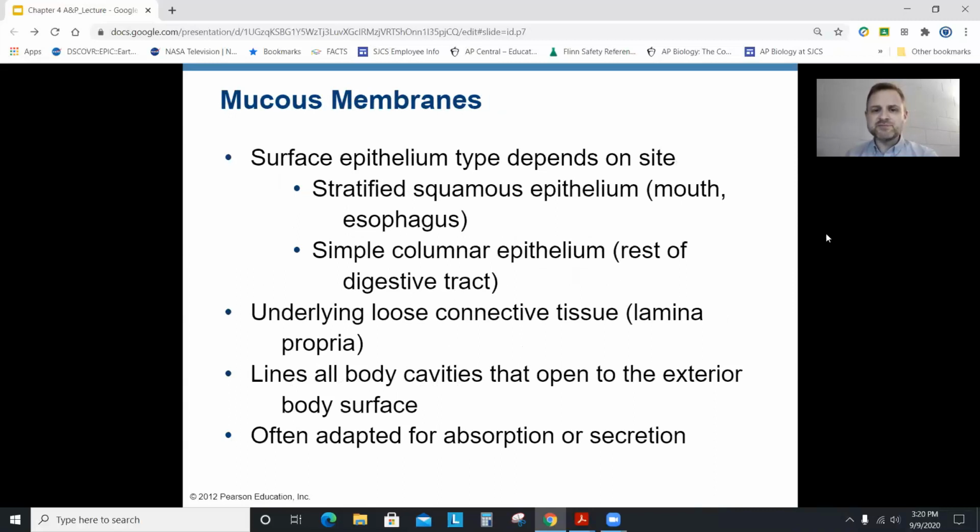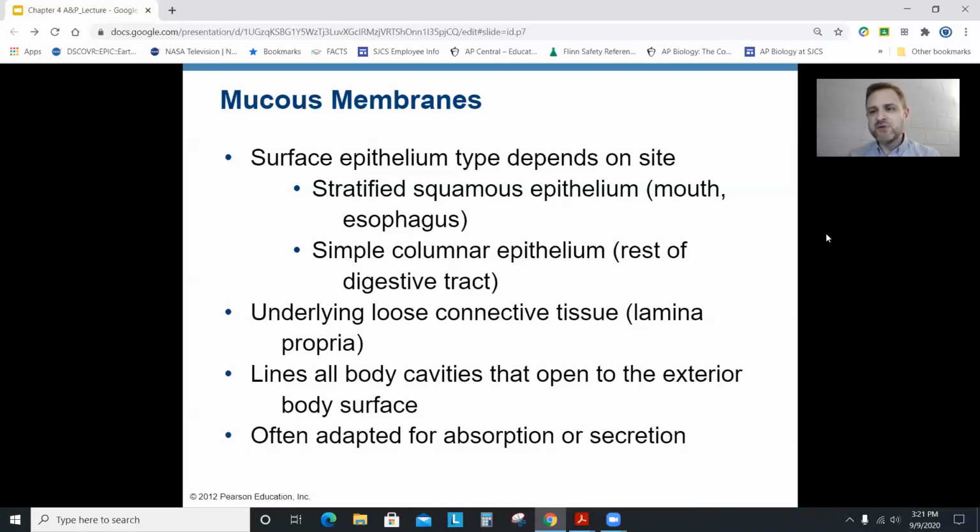So mucous membranes, so basically any body cavity that opens up to the exterior. So think like your eyes, your nose, your mouth, your urinary openings, your reproductive openings. Those are all body cavities that open to the outside. They're lined with what are called mucous membranes. Mucous membranes, like the ones in your mouth, are usually stratified squamous, so many layers of flat tiles. The ones that line your digestive tract are usually simple columnar, so a single row of column-shaped cells. The tissue underneath on which they lie is called lamina propria, and it's a kind of loose connective tissue. Think back to chapter 3.